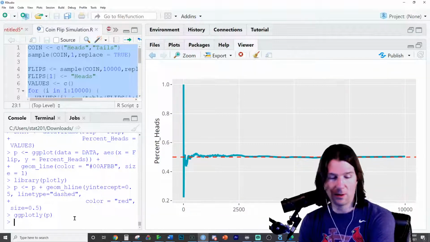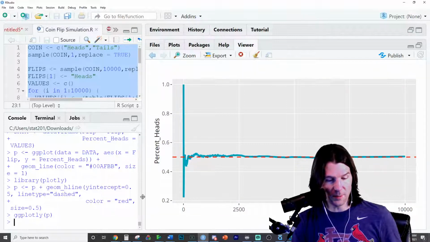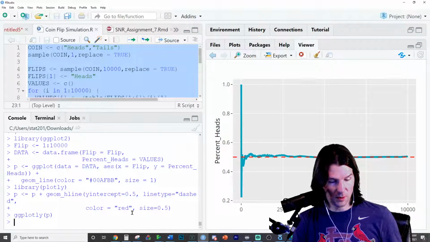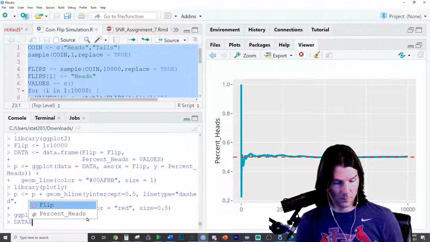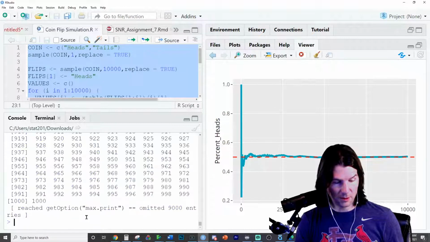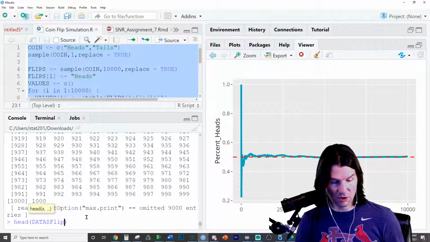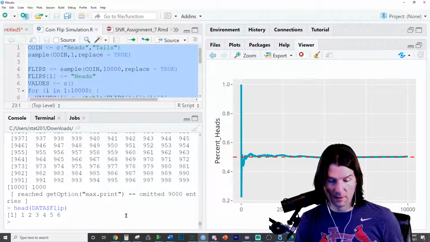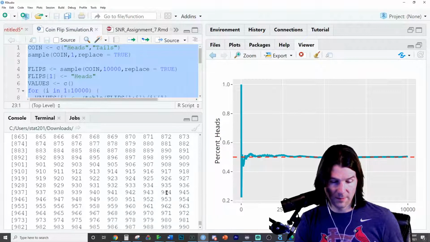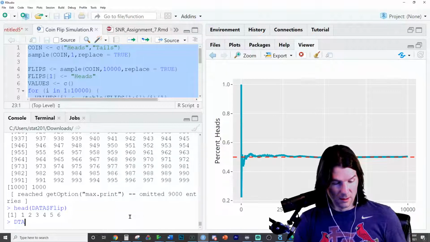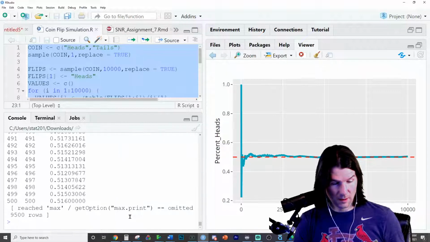Whoa. So did I call this flips or something? Where's my graph? So I'm actually very interested. Data. Flip. So there's the flips. And let's look at head of data. Because it started off. Oh. Is that not how I started? Oh. And there's the percent heads. Yeah, so if we go to percent heads.